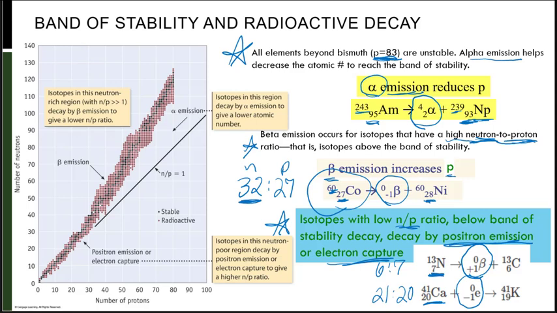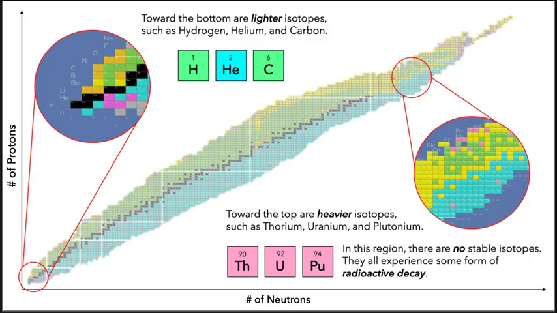Both of those reduce the atomic number. Positron emission means I'm going to go from 7 to 6, and my mass stays the same. Notice it's 13 here and 13 here. That's positron emission. For electron capture, notice I go from 20 to 19, and 41 and 41, same mass. Here's just another graphic I found showing that towards the bottom are the lighter isotopes like hydrogen, helium, and carbon.